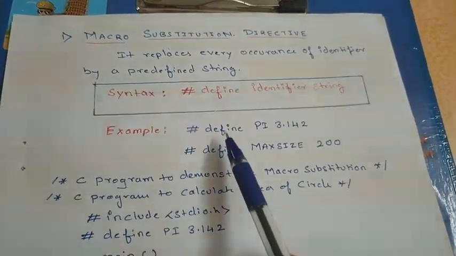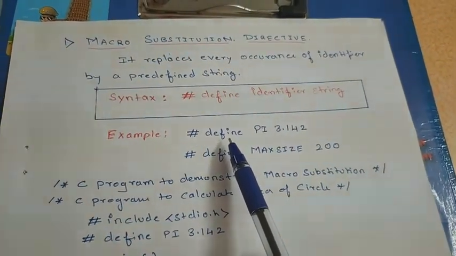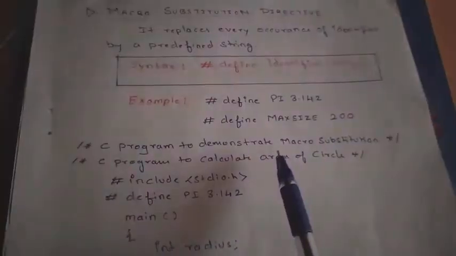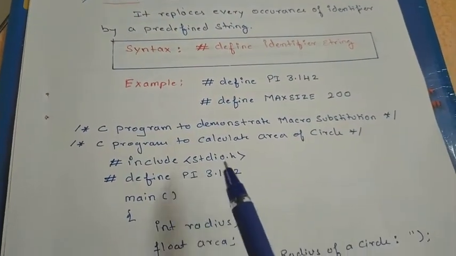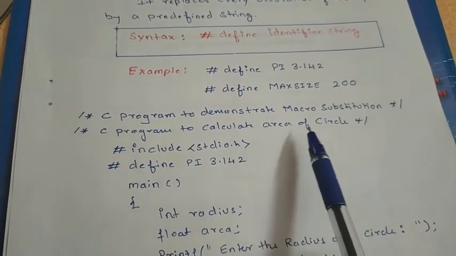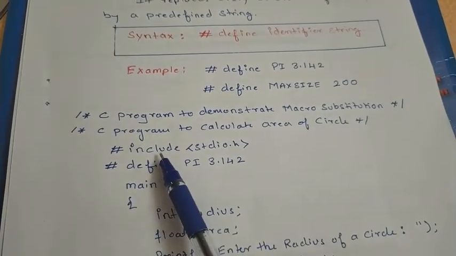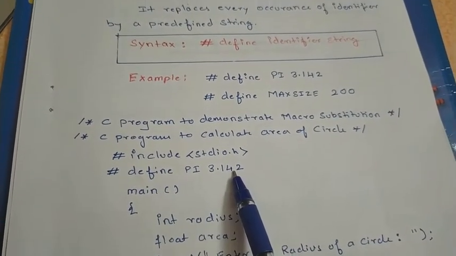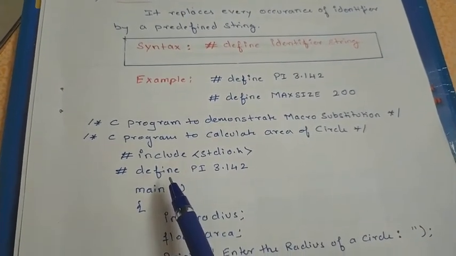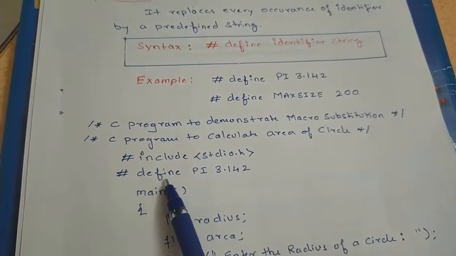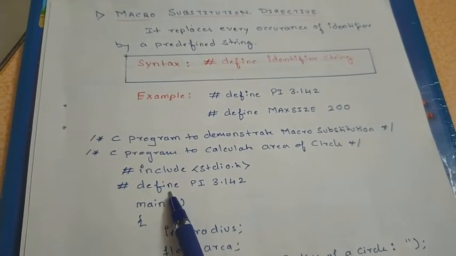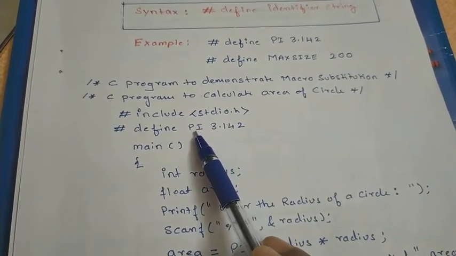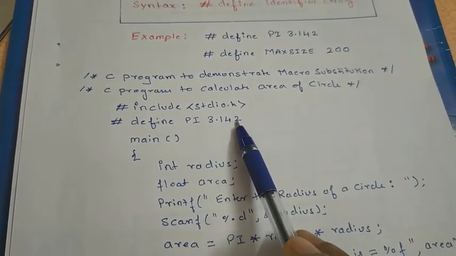So let us see how we use this macro directive in our program. We have a C program to demonstrate the macro substitution, a C program to calculate the area of a circle. We have hash include stdio.h, hash define PI 3.142. So here I have defined a macro directive whose value for the identifier PI is 3.142.